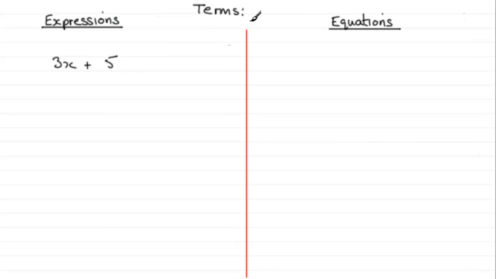Now, a term is something that is separated generally by a plus, a minus, or an equal sign. And in this example here, we've just got this plus here. It separates what we call this term from this term here. We've got two terms. We've got an x term, the 3x, and we've got this number here, often referred to as a constant. Now let's have a look at another expression.